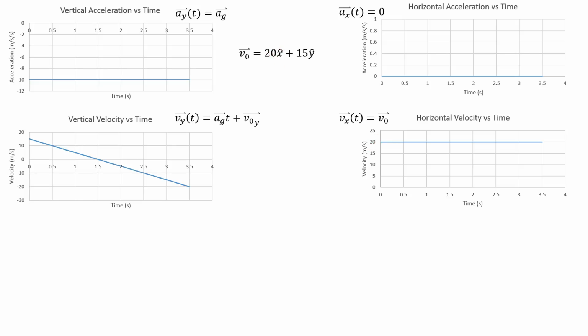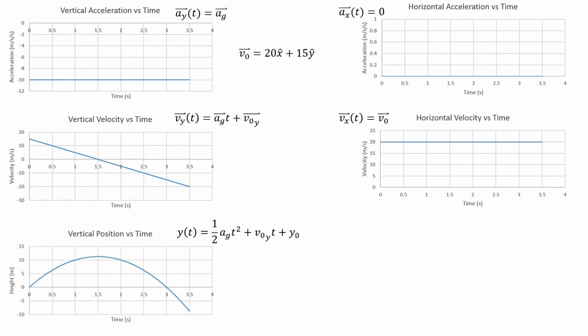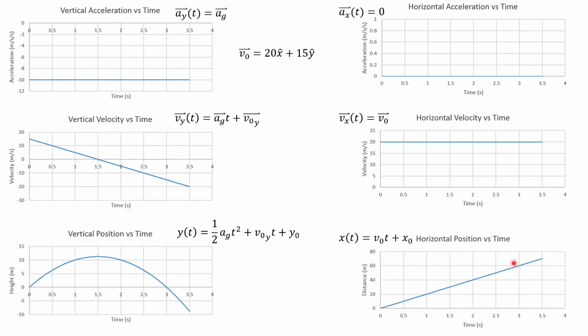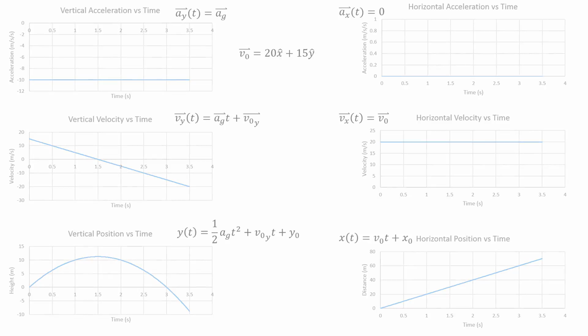The vertical position has a familiar parabolic shape, which reaches a maximum value at 1.5 seconds and returns to its original height at t equals 3 seconds, then continues to fall below Peter's hand and to the ground. The horizontal position, on the other hand, simply continues to increase at a steady rate equal to the initial horizontal velocity. Let's consider another example.